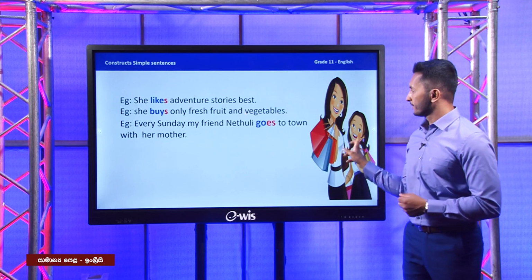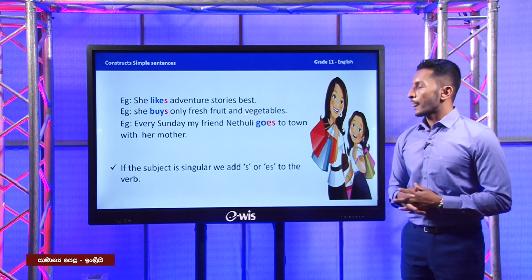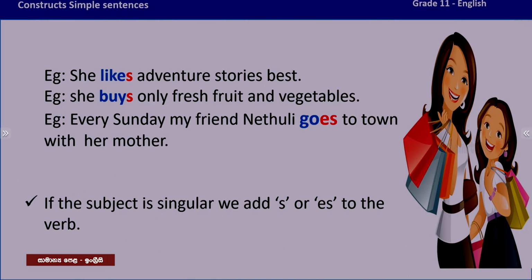There are more rules as well. For example, if a verb ends with Y and is preceded by a consonant, we have to remove Y and add IES. I'm not going to discuss this here in the lesson. That is for you to find. Yes, if the subject is singular, we add s or es to the verb. Keep that in your mind.